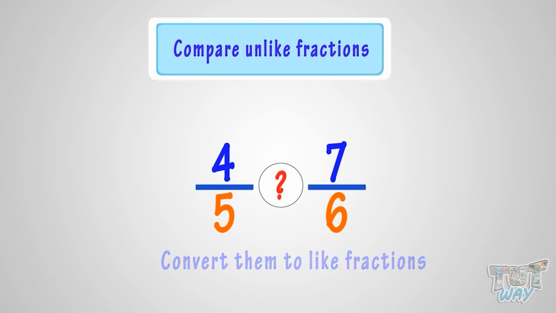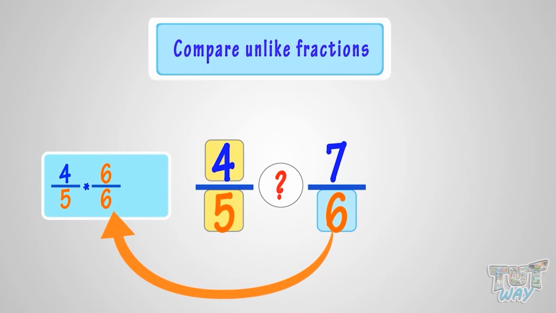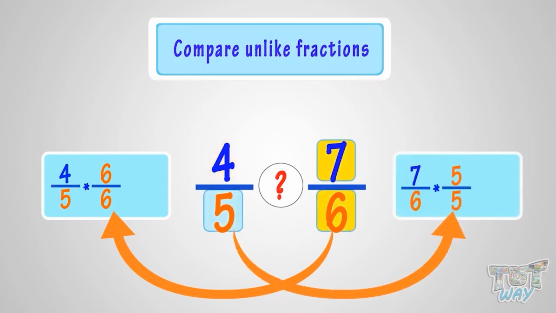For that, multiply both the numerator and denominator of each fraction with the denominator of the other fraction. That is, multiply 4 by 5 with 6 by 6 and 7 by 6 with 5 by 5.